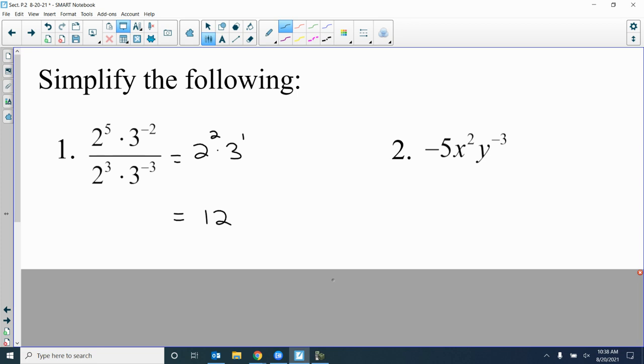All right, copy down number 2. Now number 2, there's really no work. You just have to rewrite it in the correct form. Just go ahead, copy that down, and rewrite that.